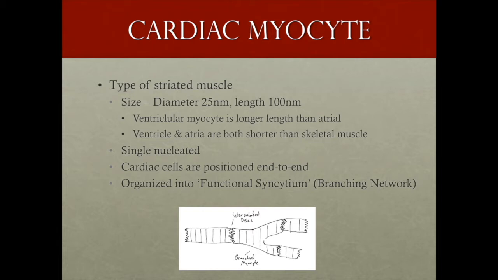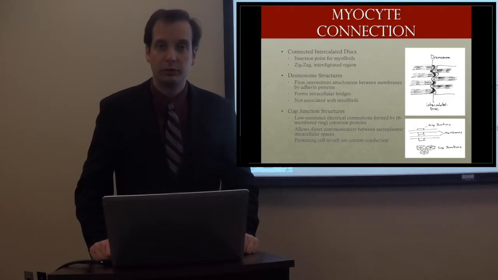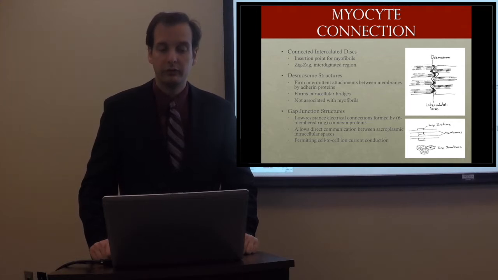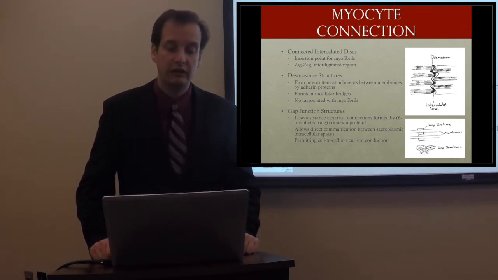Cardiac myocytes are single nucleated, and they are aligned end to end when they connect with each other. They do have branch points, however, these branch points as well are lined up end to end with adjacent cells. This organization of cells forms what is called a functional syncytium. The terminal portion of the myocyte forms an interdigitated region, zigzag in appearance, called the intercalated disc.